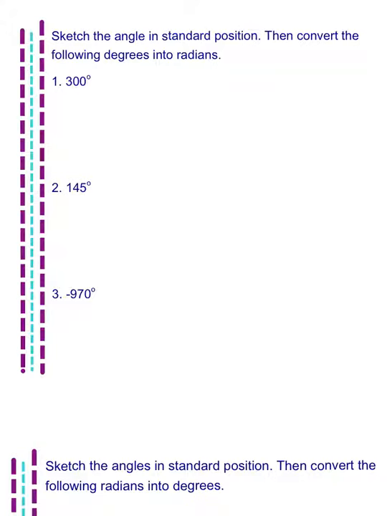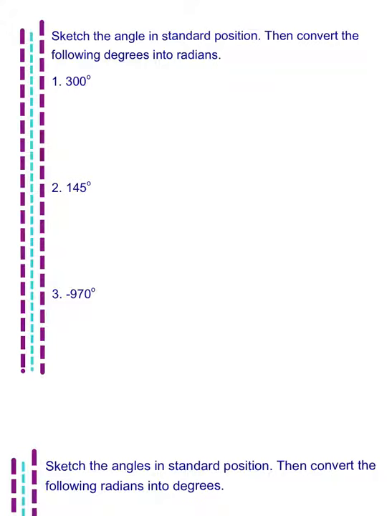Okay, so what we want to do here is we've been given 3 angles in degrees. I want to sketch the angles in standard position and then convert them into radians. You can do this one of 2 ways, by using the algorithm where you're multiplying by pi over 180 degrees, or you can do it by sketching the angle and trying to think of how many pi's you have. It's up to you, it's a preference.